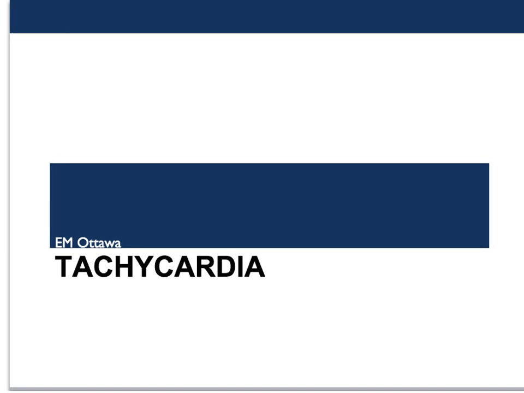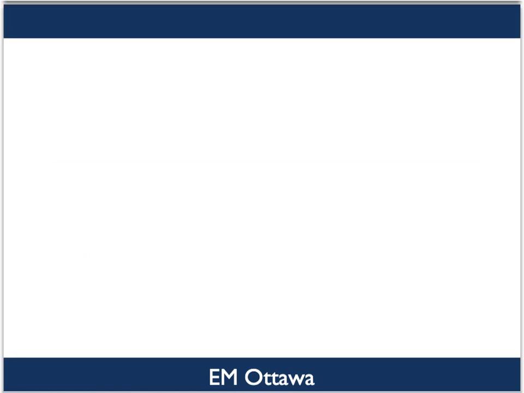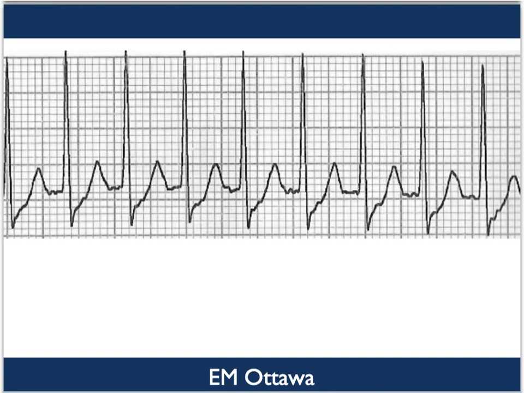In this segment, we will discuss the various types of tachycardia and how to interpret these rhythms. Tachycardia is defined as heart rate greater than 100 per minute. On a regular paced rhythm strip, it means that the QRS complexes will be closer together than three large squares.